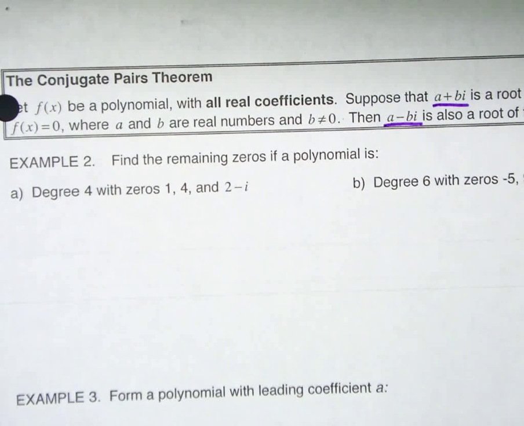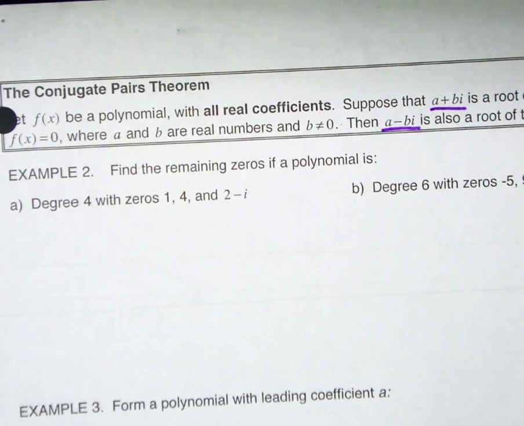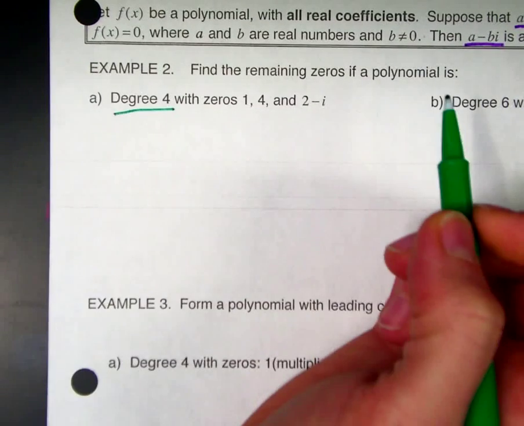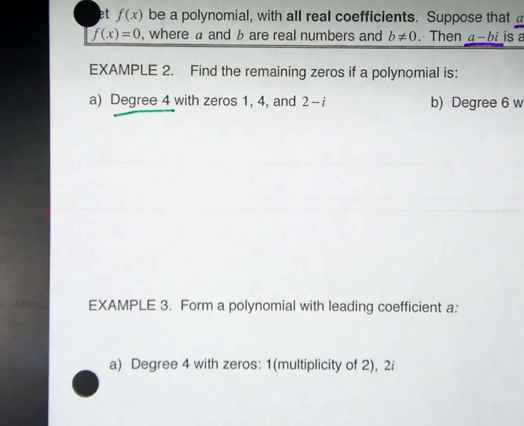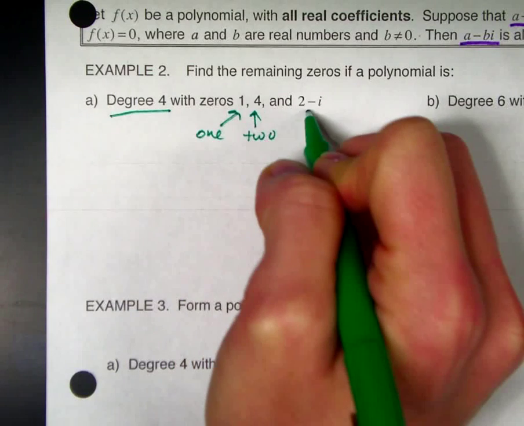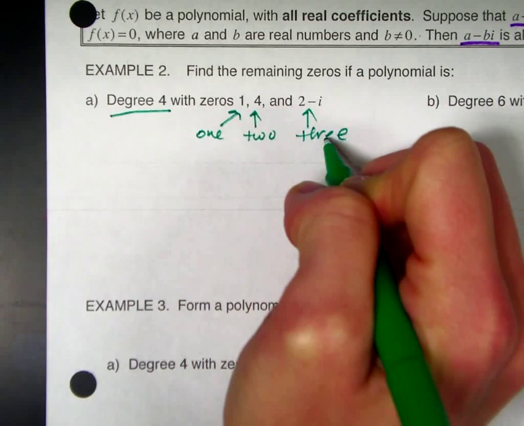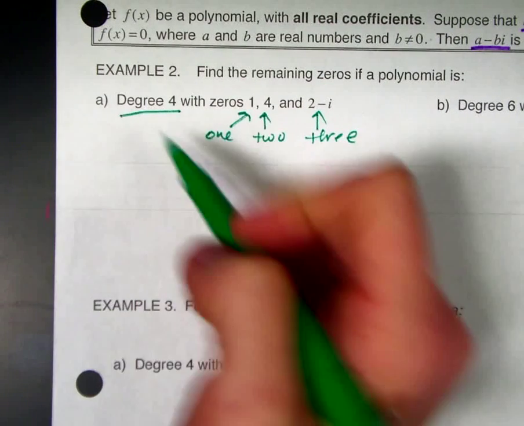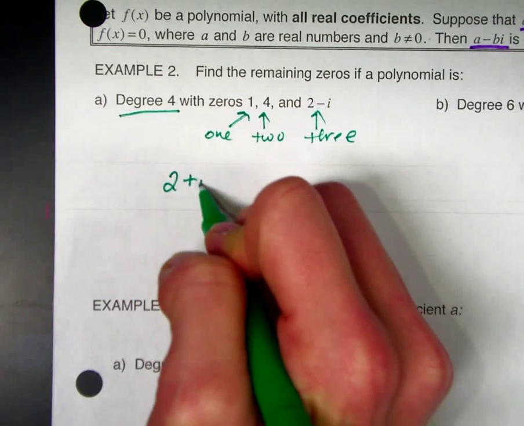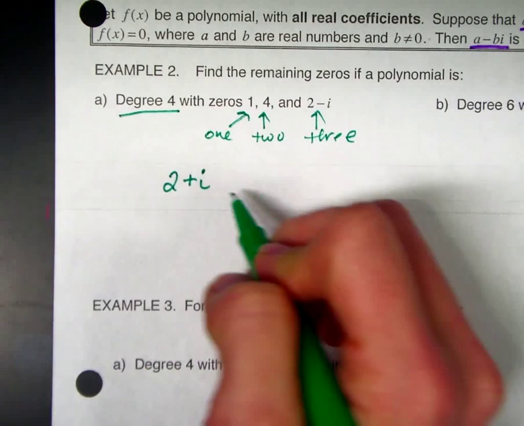So these first two examples are, for example, 2 here, A and B. These are pretty quick examples because here it's telling you that you have a degree of 4, okay? Well, from 5.5, I had mentioned whatever the degree is, that's how many total zeros you have. So we have 1 here, we have 2, and we have 3, but how many total are we supposed to have? We're supposed to have 4. What is our missing zero here? 2 plus i, okay? So this is the 4th one.